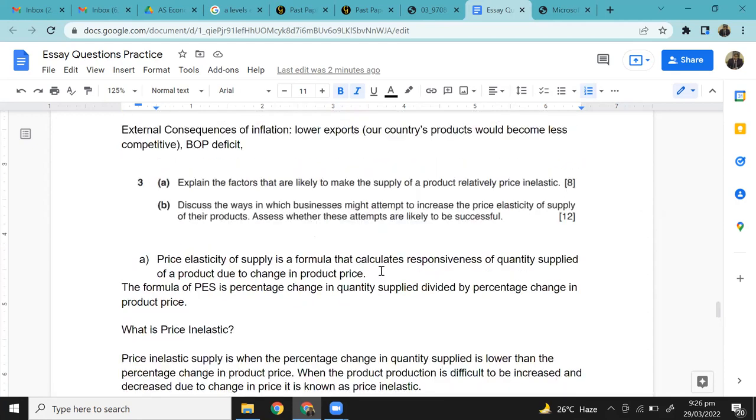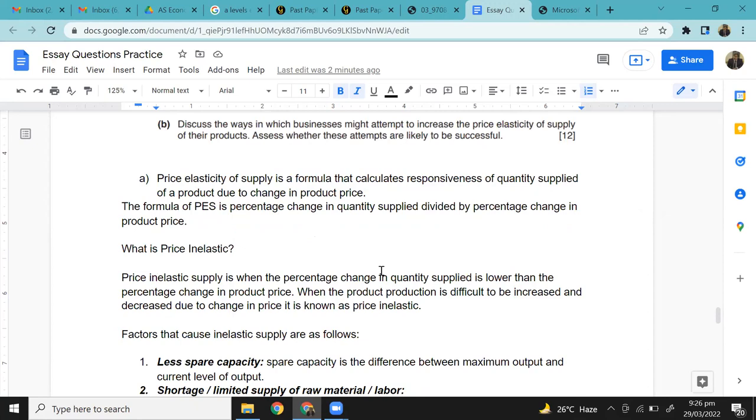Now let's quickly do the B part, students. Discuss the ways in which a business might attempt to increase the price elasticity of supply of their products. Inelastic supply. So in the case of imported goods, it will be inelastic. Why? Because you don't have the resources, or you don't have the technology. That's why you're not producing that product in your own home country. And when you have to place an order, it takes some time to get that product delivered. Yes or no? Easy, right?